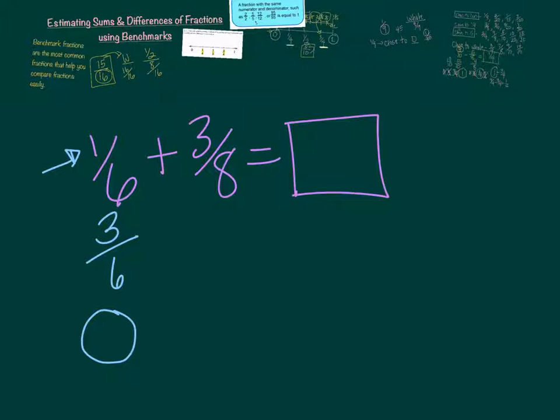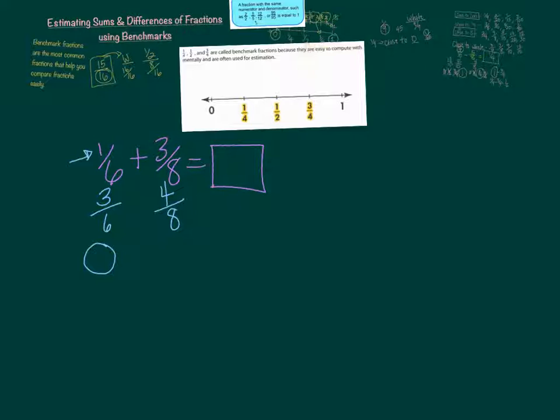All right, now let's go to our next fraction. Well, what's half of 8? Good, 4, so that's my half. Is this equal to half? No, it's not, because it's smaller. It's smaller than the half, but it's not 0. So here, what would my benchmark fraction be? Excellent, it would be 1/4. So 0 plus 1/4 equals 1/4. So if you added 1/6 and 3/8, it would be about 1/4.